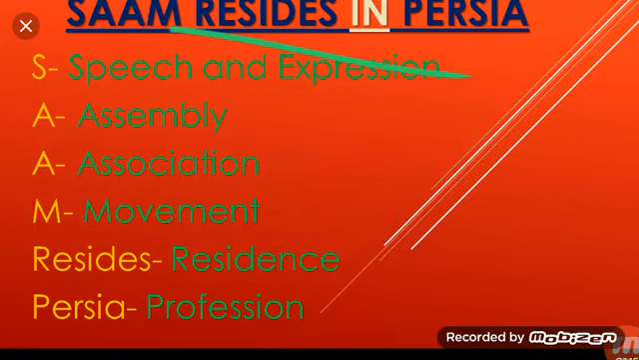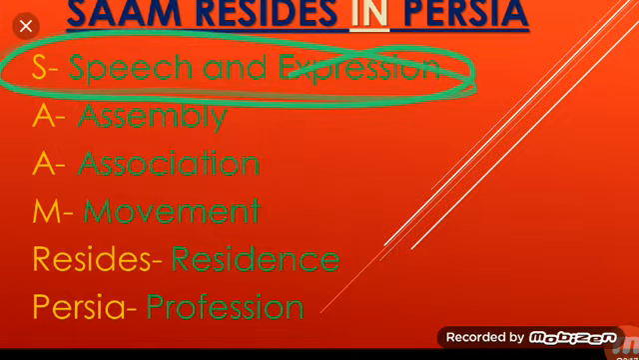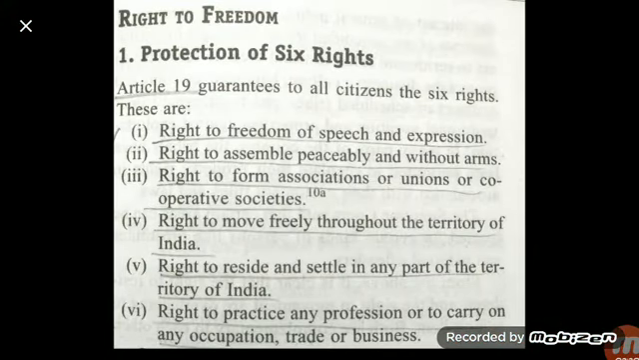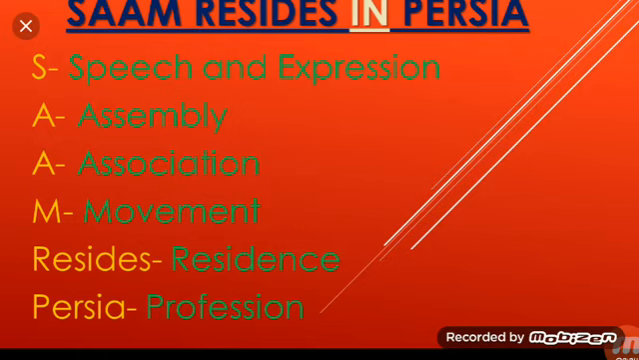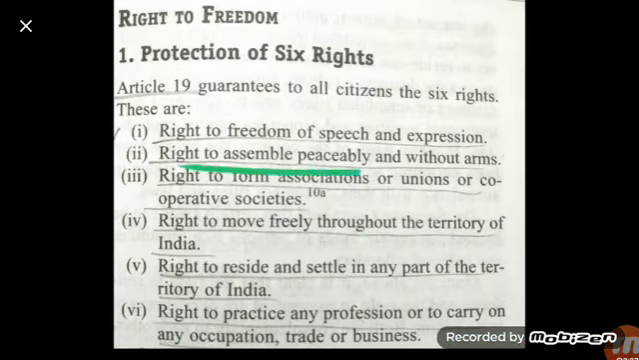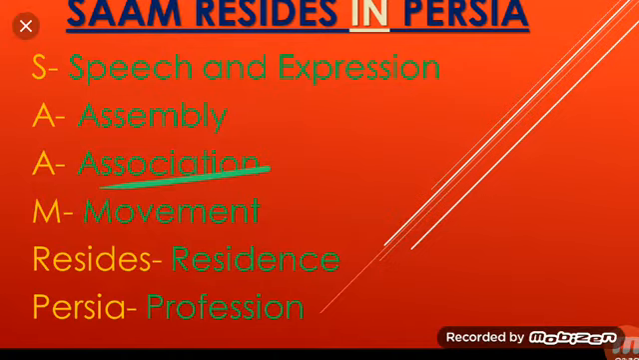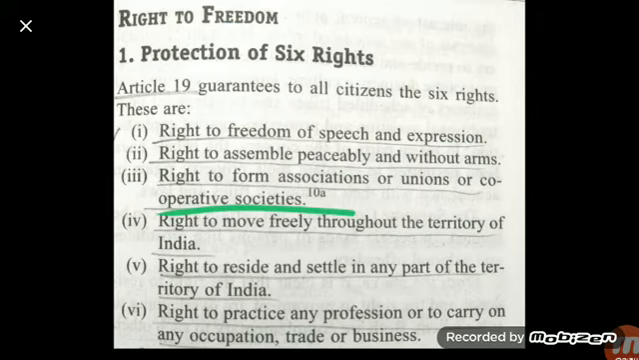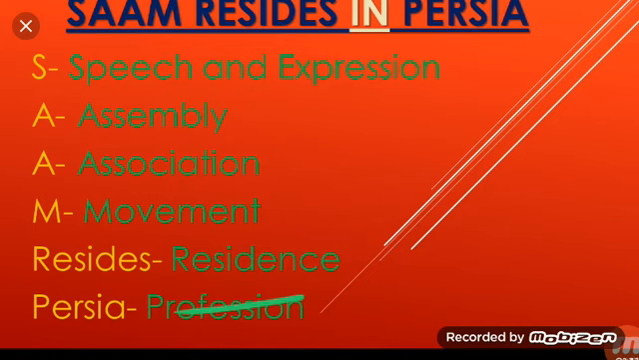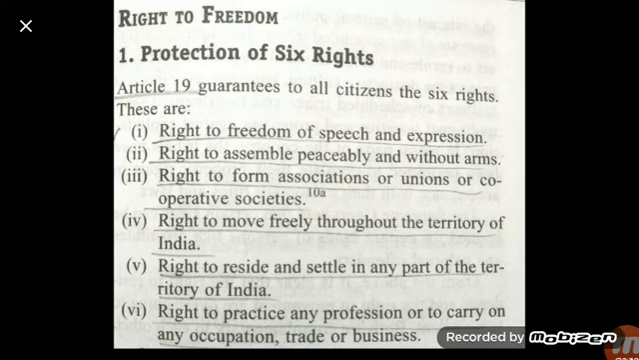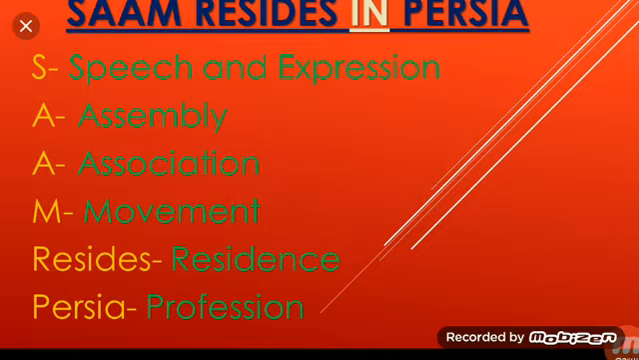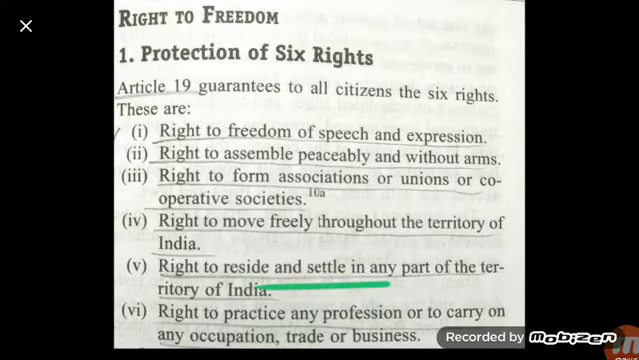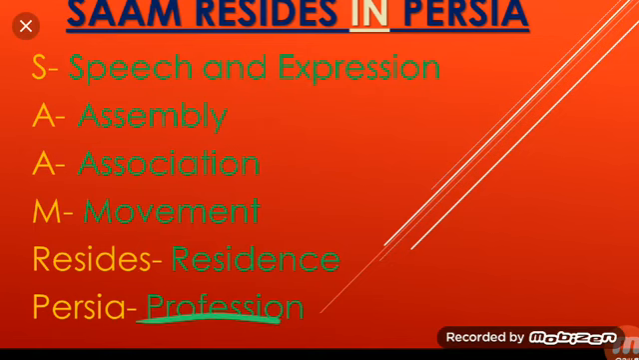So as you can see, S stands for speech and expression. So the first subclause under Article 19 is the right to freedom of speech and expression. Similarly, assembly will be presented here: right to assemble peacefully. Association will be presented here: right to form associations and unions and cooperative societies. Similarly, movement, residence and profession will be covered in the following clauses: right to move freely, right to reside, residence is here itself, and the last one is profession, so it is here.